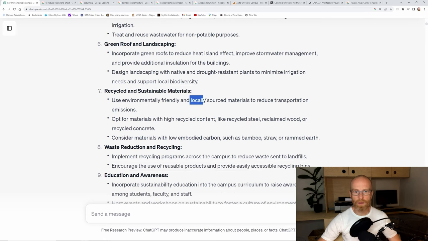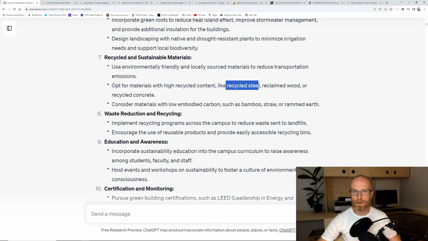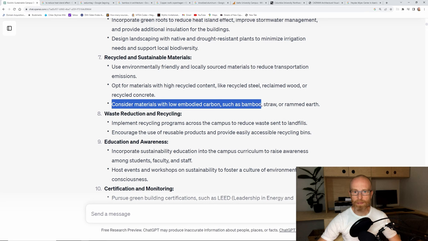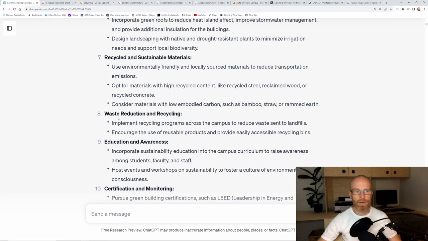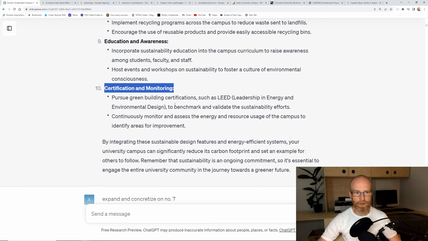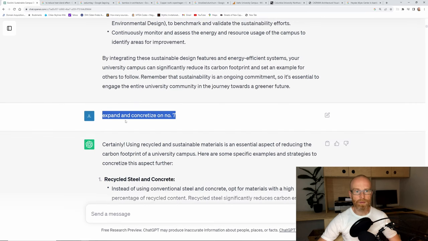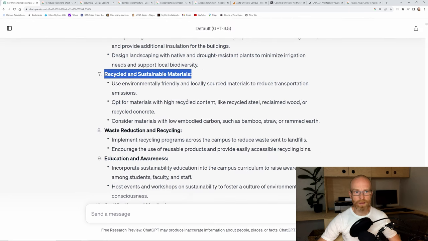So that's locally sourced materials, opt for materials with high recycled content like recycled steel or reclaimed wood or recycled concrete. Consider materials with low embodied carbon such as bamboo, straw, or rammed earth. So obviously waste reduction and recycling, certification and monitoring. So yeah. And then I wrote to ChatGPT, expand and concretize number 7, this recycled and sustainable materials. That's a big point, I think.